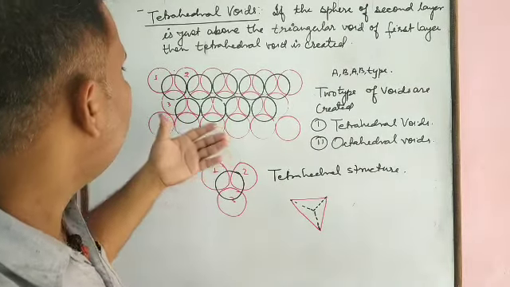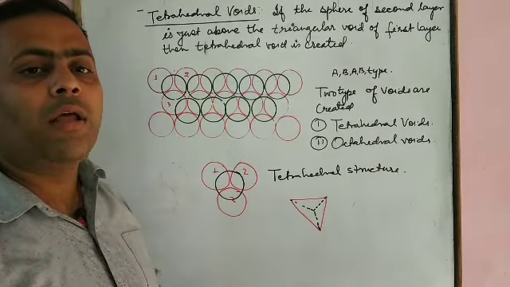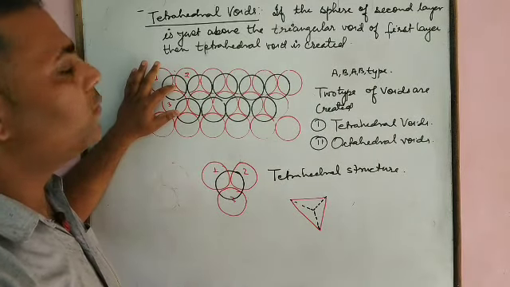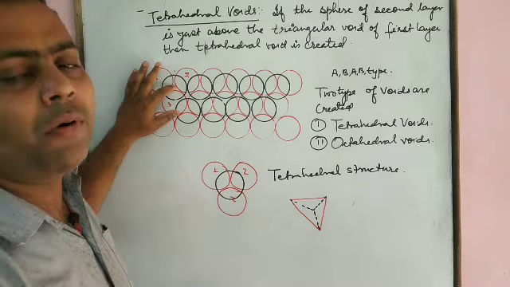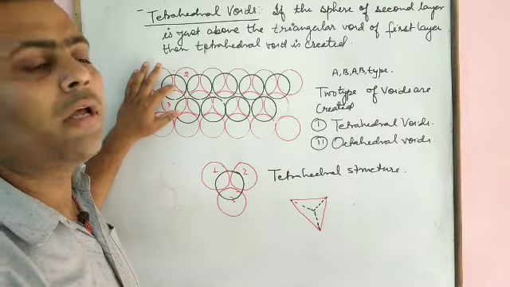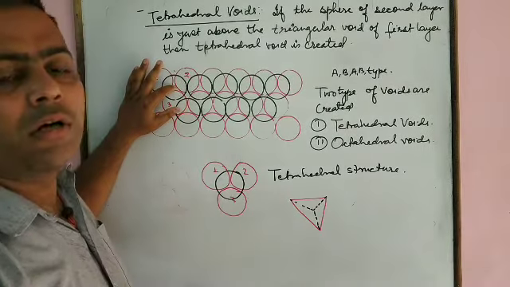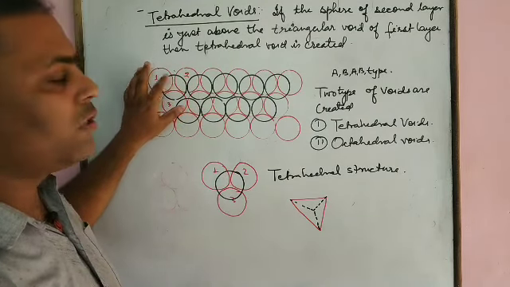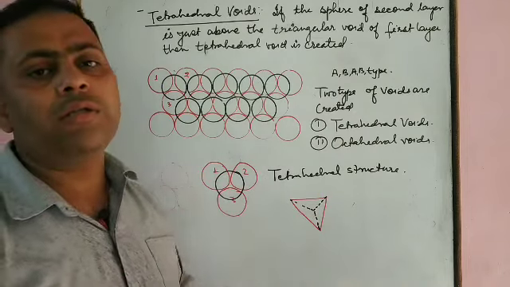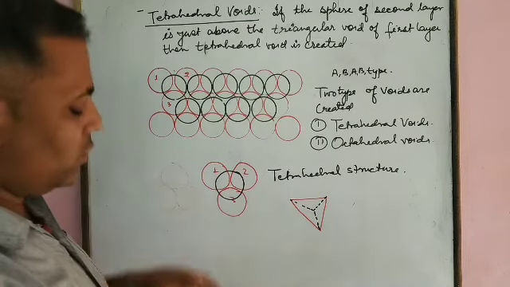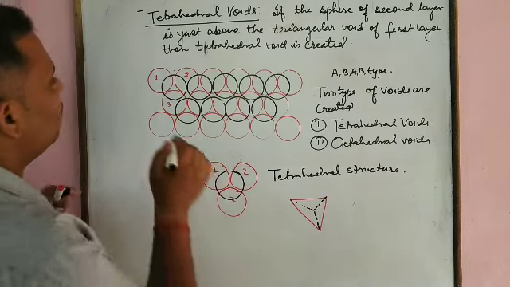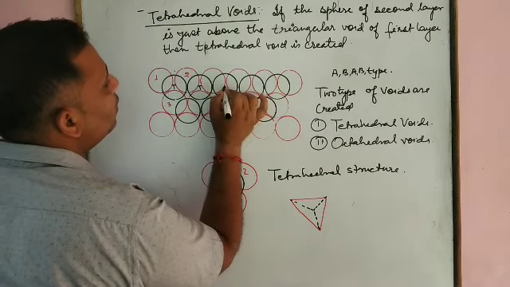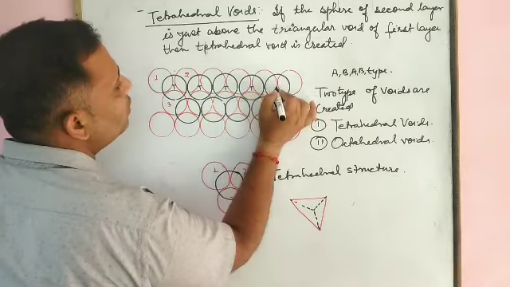By placing the sphere of the second layer, what do we get? This void is totally covered. Why? Because it is above the void of the first layer. And when it is covered, let us see, when we join the centers of these 4 spheres, what do we get? A tetrahedral structure is formed. Therefore, it is termed a tetrahedral void. We name it T. This one is T. This one is T. This one is T. This one is T.